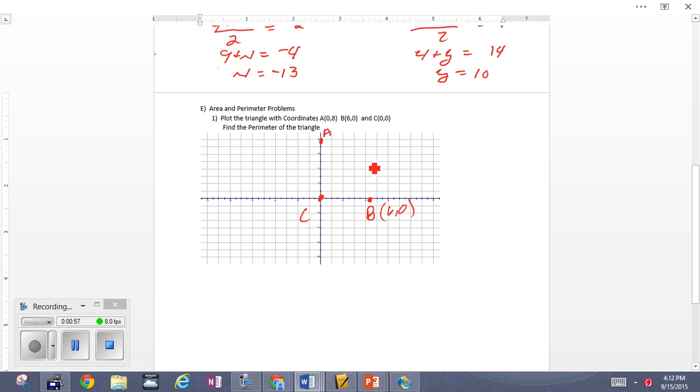So it says now, okay, find the perimeter of the triangle with those coordinates. So through those 3 points, I'm going to draw a triangle. And then the perimeter of the triangle means add up all the sides. So what I want to do is find the length of AC plus the length of CB plus the length of AB. And that is going to equal my perimeter.